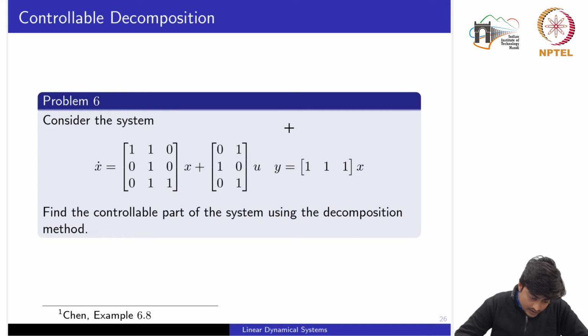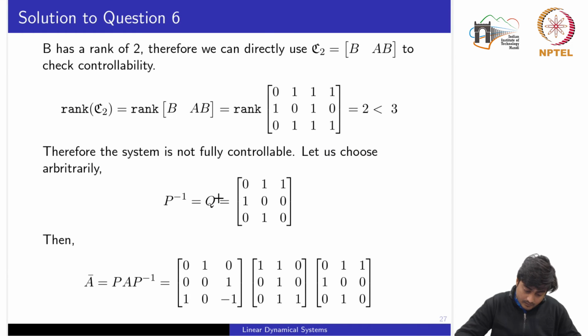So this problem is also on the controllable decomposition, the numerical computation of the controllable part using the decomposition method, where B matrix is now a 3 cross 2 matrix, so meaning to say we have two control inputs and one output. So checking the rank of the controllability matrix, we see that again it is rank deficient, so meaning to say the system is not fully controllable.